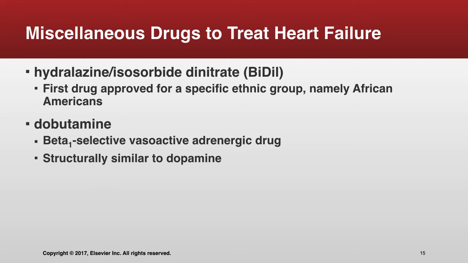Dobutamine is a beta-1 selective vasoactive adrenergic drug, and structurally it's similar to dopamine, but it has less of the alpha problems with it as dosages need to increase than dopamine does, which is why it's utilized in heart failure.